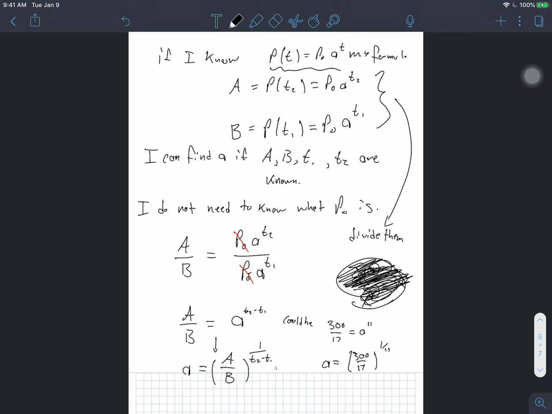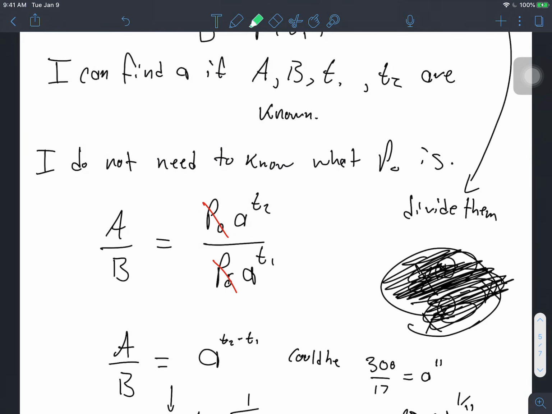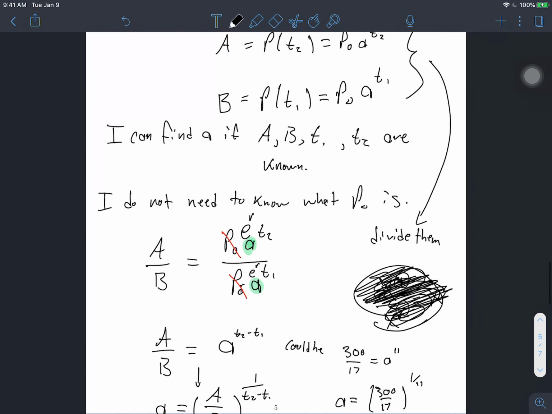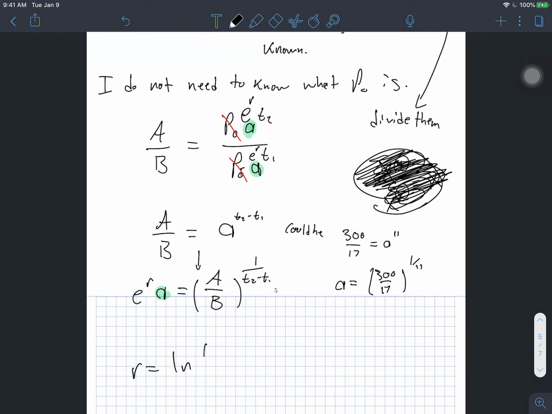And is that only for annual, or can that also be applied to continuous? You can absolutely use it for continuous. The only difference here is that where we have A and A, instead we would have e to the r and e to the r. So when you ultimately find out a, instead of finding out a, you would really actually find out e to the r. And so then you would have to do one more step. You would have to do r is equal to the ln of the right-hand side. Like that, if you wanted to find out what r was.